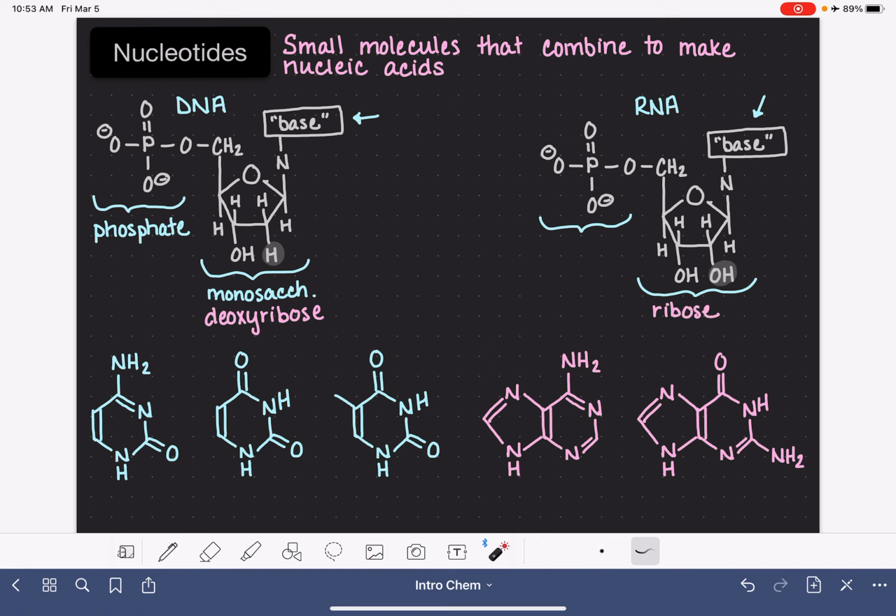DNA, as you probably know, stands for deoxyribonucleic acid. That comes from the name of the monosaccharide or the sugar that's used in DNA. And RNA stands for ribonucleic acid, again being derived from the name of the sugar.